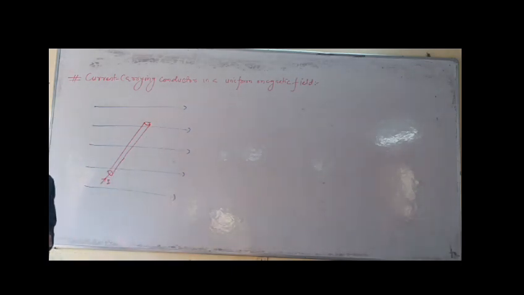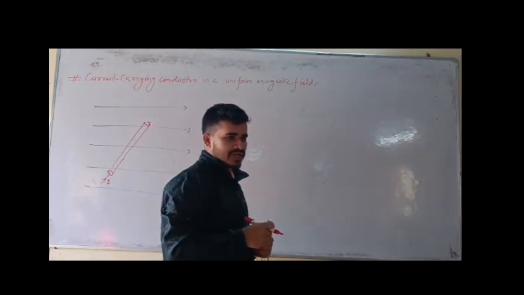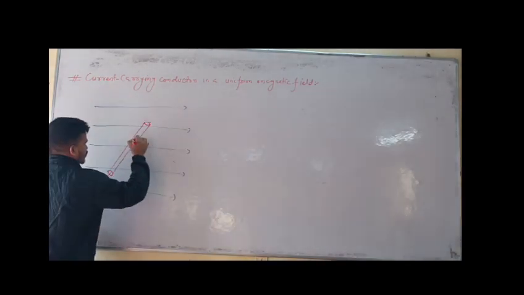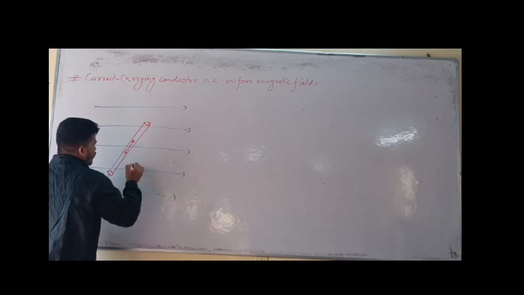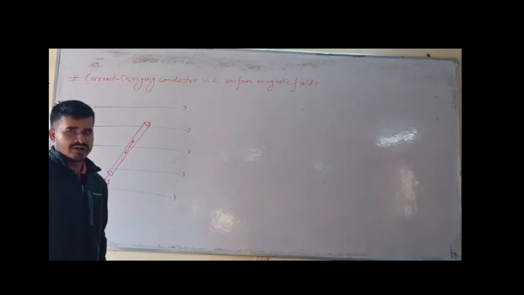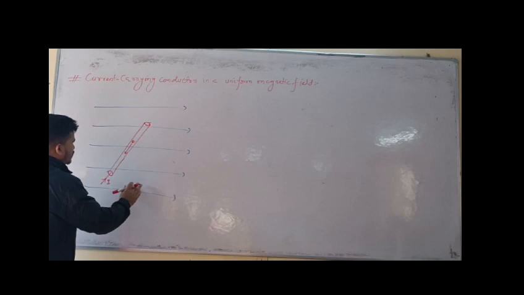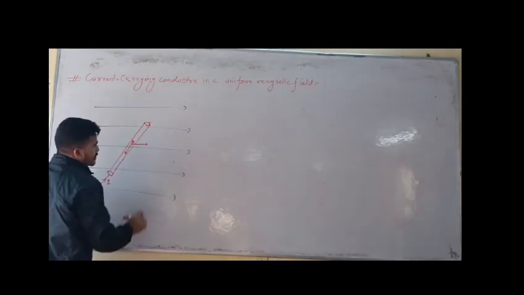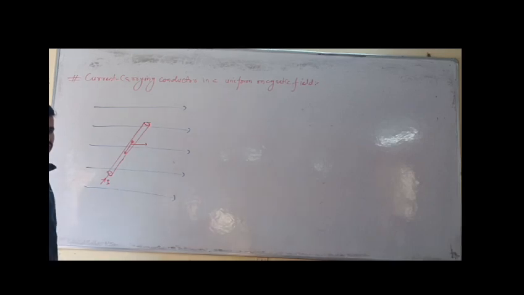What does it mean? It means charge is flowing opposite of this. The charge is what? Electrons, no? Electrons are flowing opposite to this. Clear to everyone? And the magnetic field is in this direction.